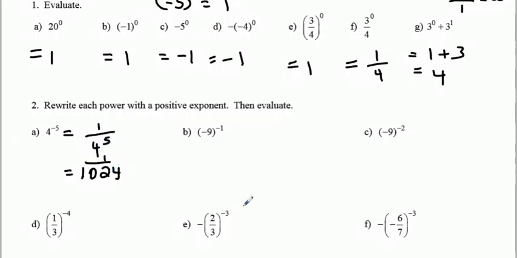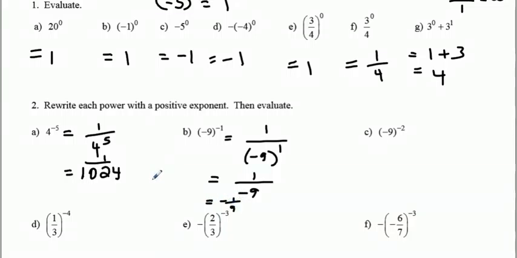1 over 1,024. This one, the power is negative 9 to the negative 1. So if I'm going to write that out, I'm going to take the whole power and put it in the basement, and I'm only changing the negative exponent to a positive. Then I'm going to evaluate the power, so 1 over negative 9, or we could put the negative in the front. That's better, just to put it in the front.